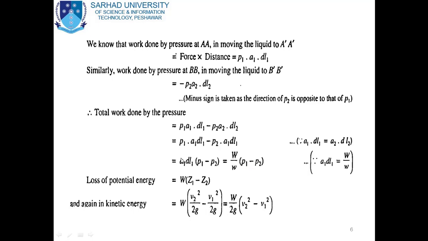Also, loss of potential energy is equal to weight into Z1 minus Z2. When we have a loss in the potential energy, as a result we have a gain in the kinetic energy. So gain in kinetic energy is equal to W into V2 square divided by 2G minus V1 square divided by 2G. So this is the total gain in the kinetic energy.